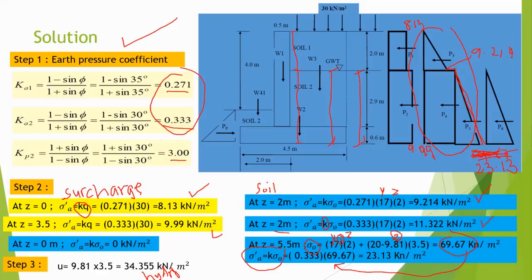Okay? And then, the third part is the hydrostatic part. Step 3. So, you need the unit weight of water times Z, okay?